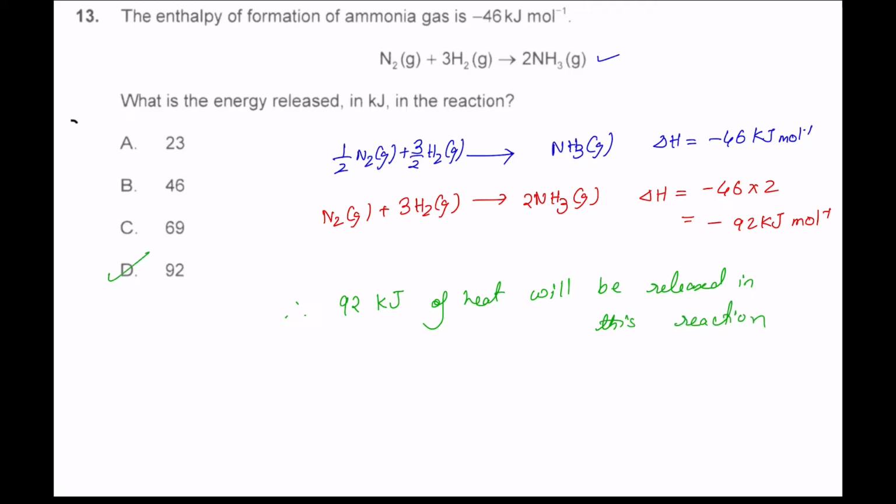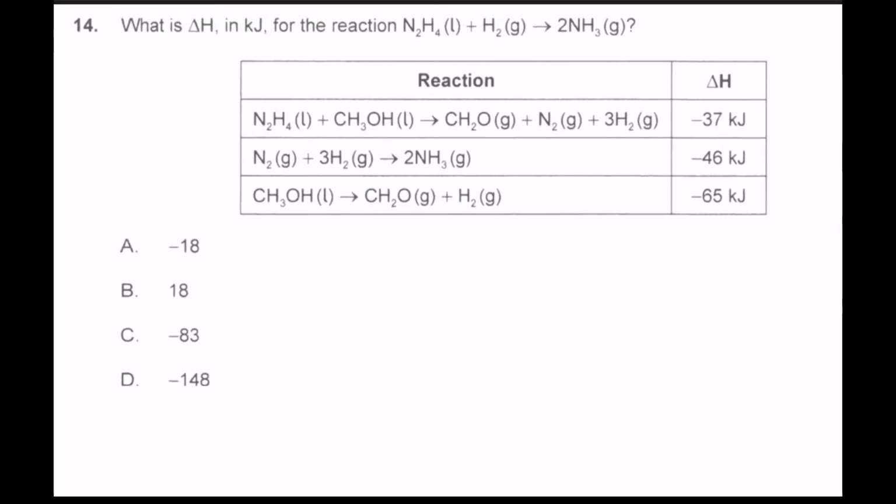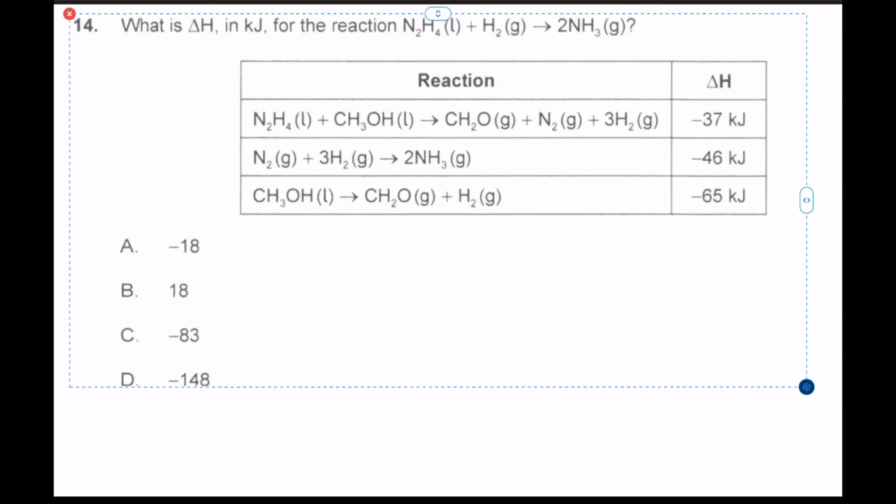From the options, option D will be the correct answer. Now here we have to find the delta H of this given reaction, and obviously it's a Hess's law problem. So for this, I'll have to check the relative positions. N2H4 is on the left, NH3 on the right. So I can write the first 2 equations as they are.